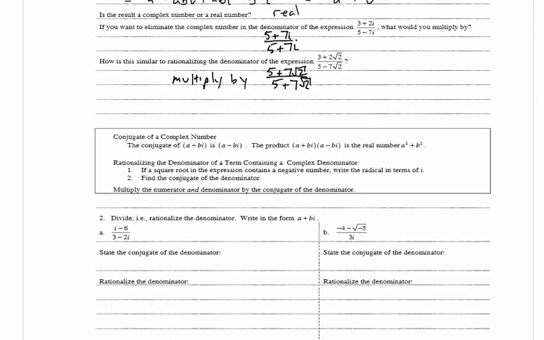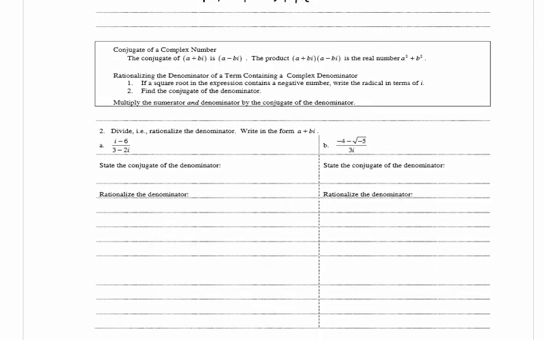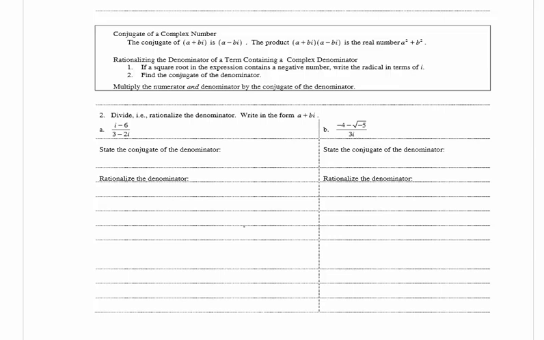In 2, they want us to divide, i.e. rationalize the denominator, and write it in the form of a plus bi. In a, we have i minus 6 divided by 3 minus 2i, and they want us to state the conjugate, and the conjugate is going to be 3 plus 2i. Remember, same terms, change the sign for the conjugate.